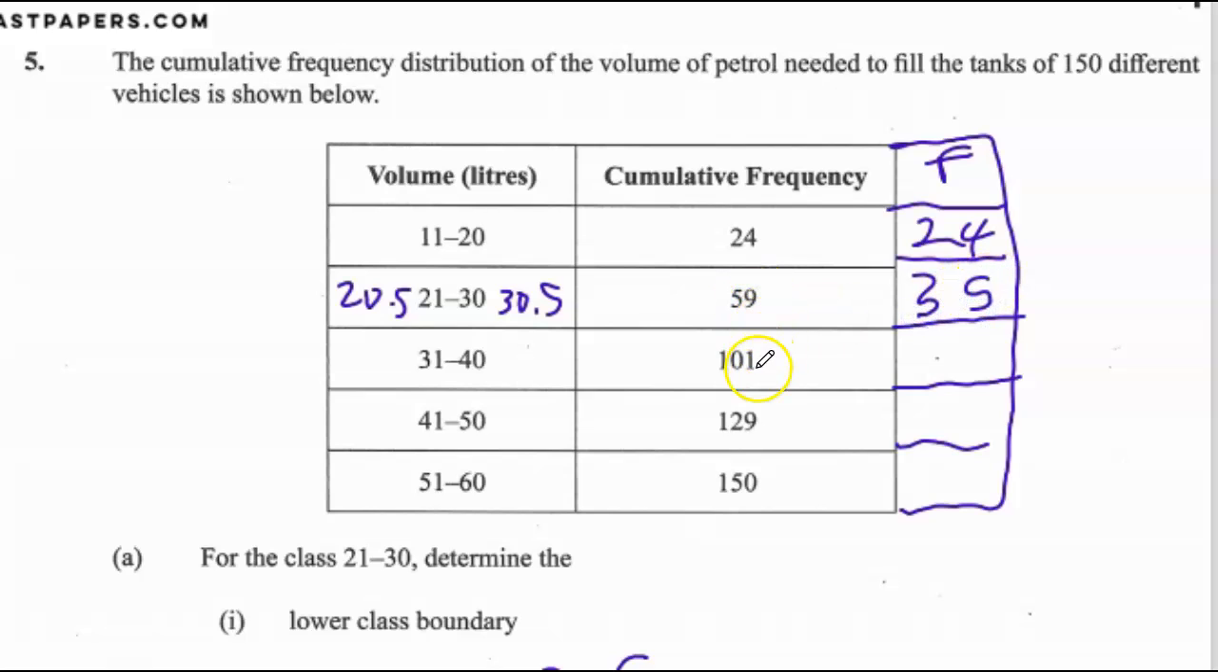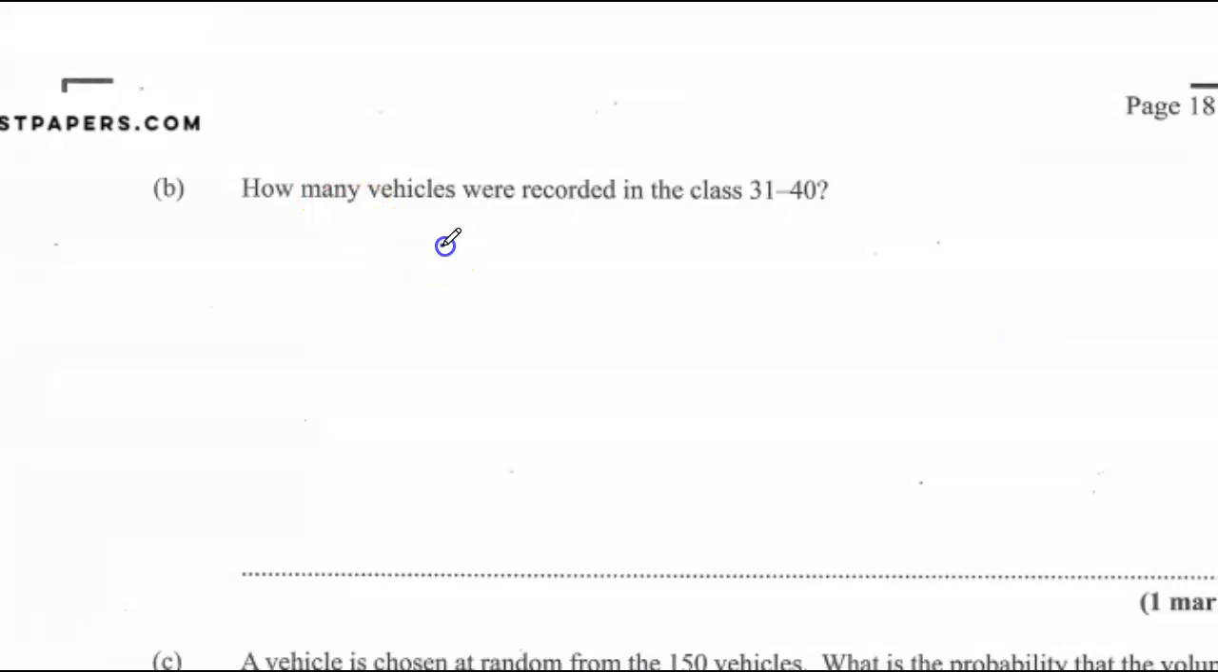The difference between 59 and 101, what's that, 42? The difference between 101 and 129, that's 28. And the difference between 129 and 150, that's 21. So these would have been the frequencies. Now we are asked for the number of vehicles in the class 31 to 40. So the answer to this question would be 42. So this would be 42 vehicles.